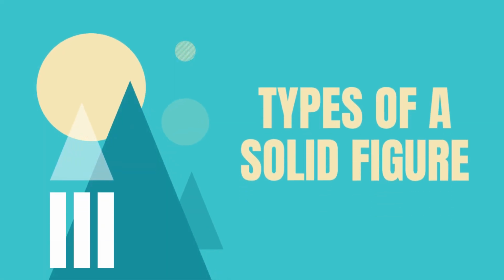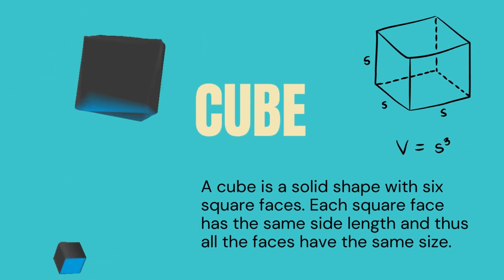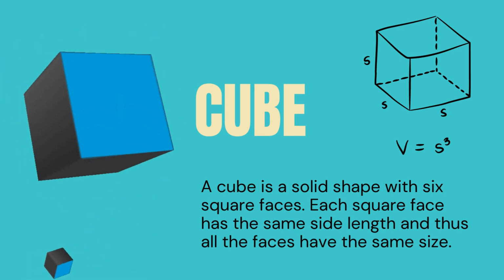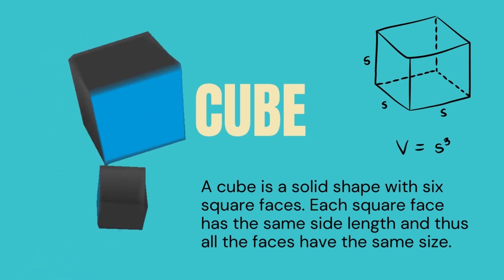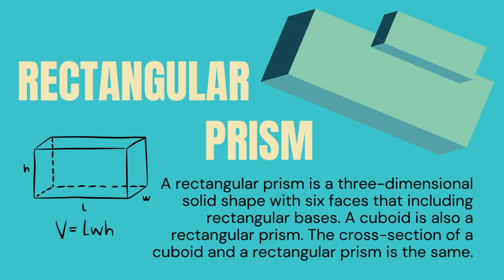I have here listed at least six types of solid figures, and the first one is a cube. What is a cube? A cube is a solid shape with six square faces. Each square face has the same side length, and thus all the faces have the same size. The second solid figure is a rectangular prism. A rectangular prism is a three-dimensional solid shape with six faces, including rectangular bases. A cuboid is also a rectangular prism. The cross-section of a cuboid and a rectangular prism is the same.